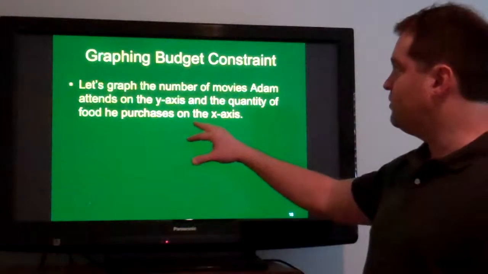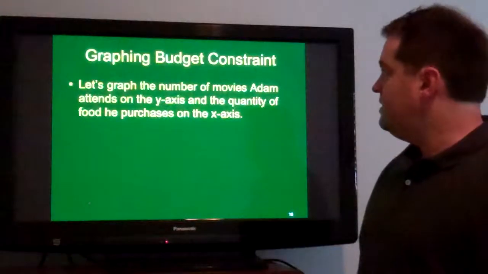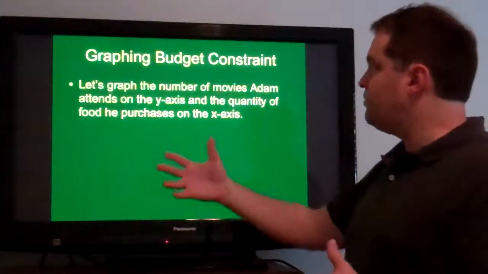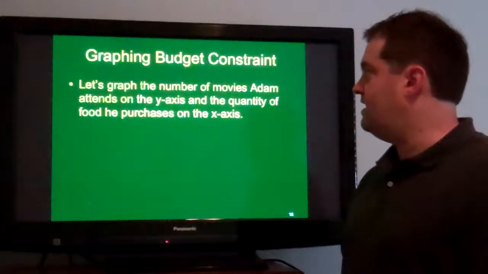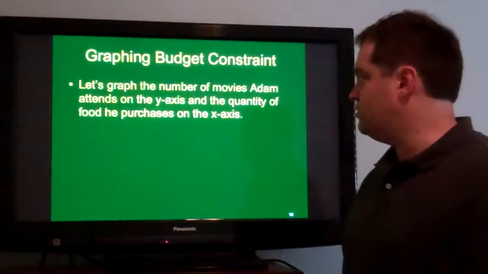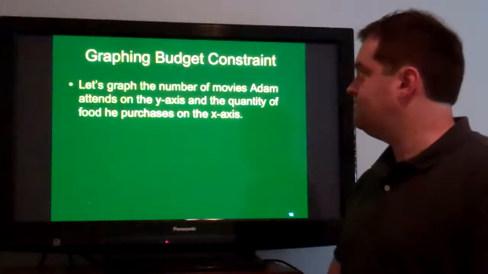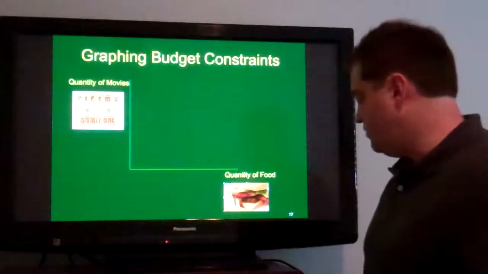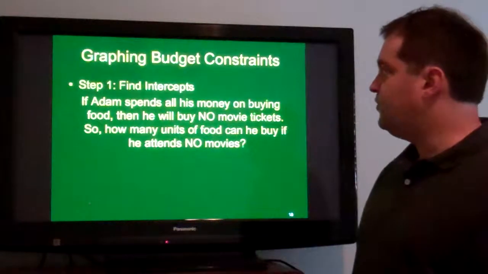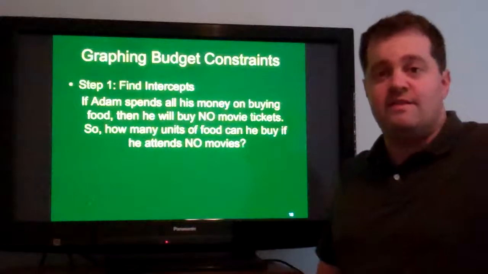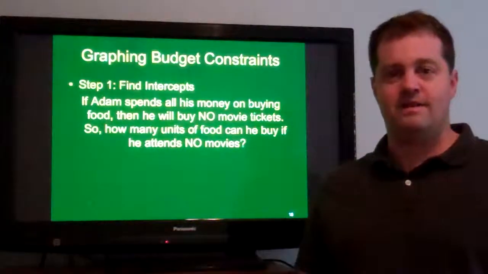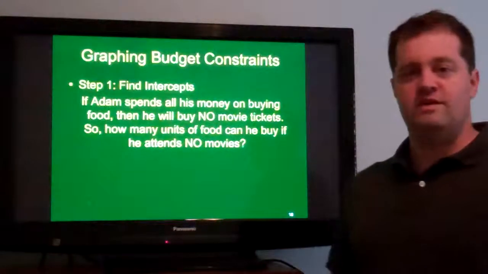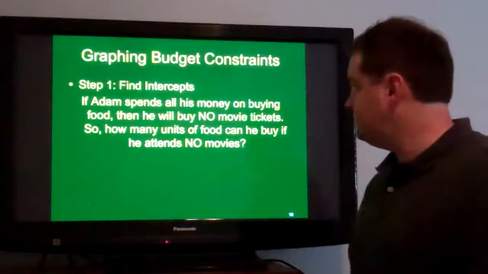And so let's take a look at graphing these things. Obviously, there's no independent or dependent variable. Let's graph the number of movies that Adam's going to attend on the y-axis and the quantity of food he purchases on the x-axis. So our graph is going to have movies up here, food down here. The first thing I like to do when I graph these is find the intercepts. We're just going to connect the intercepts. If we can find the intercepts, then we have a really easy job of just connecting the two dots.